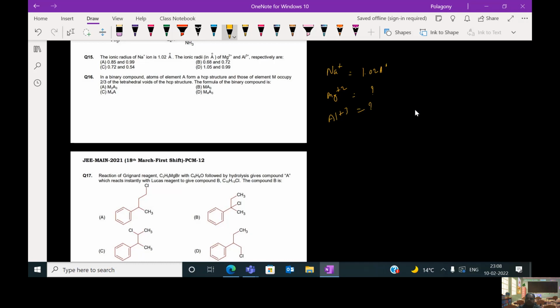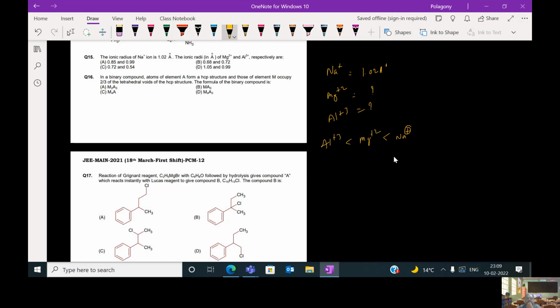Definitely, when the charge on the ion increases, the size decreases. So this is the order: magnesium plus 2, then sodium is the biggest ion here. Okay, so the next one is respectively ionic radii, so then you can predict this answer now.